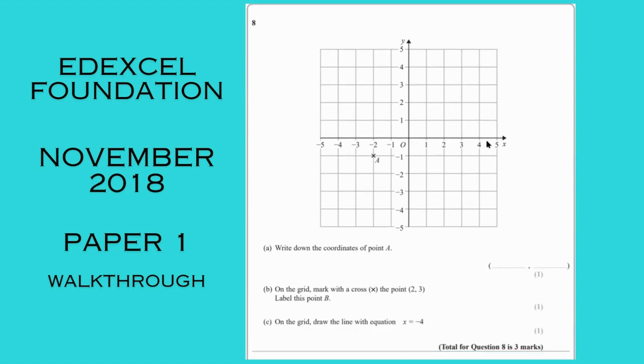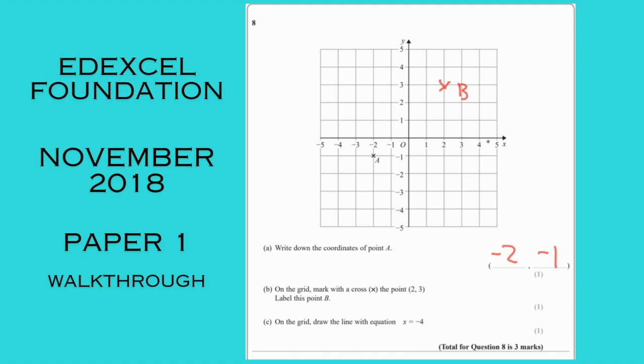Number 8, for some coordinates, pretty standard fare here. Coordinates of point A, so from the origin it's left 2, down 1. Mark the coordinate 2 along, 3 up, so 2 to the right, 3 up. Mark it with the letter B.